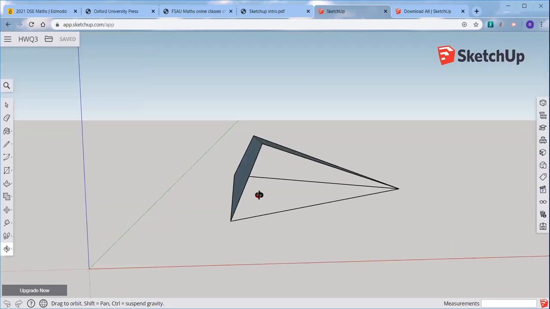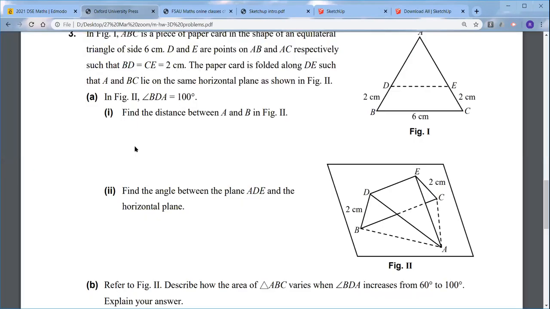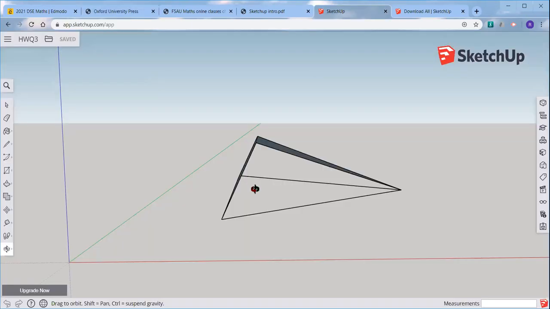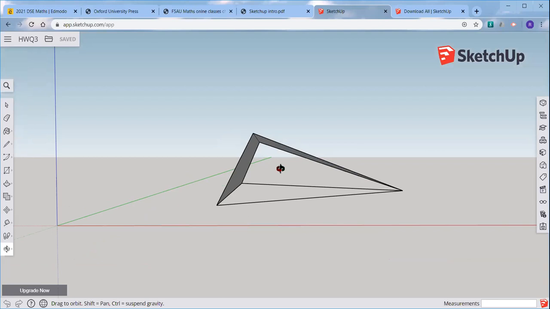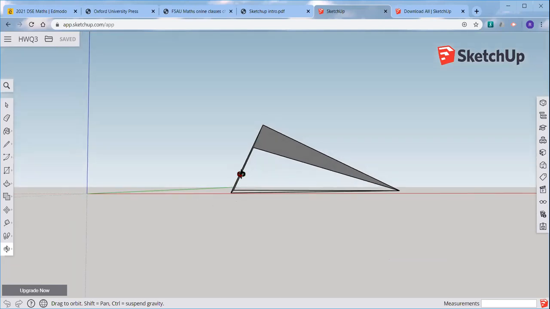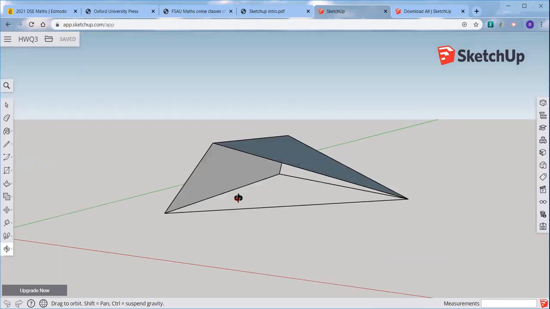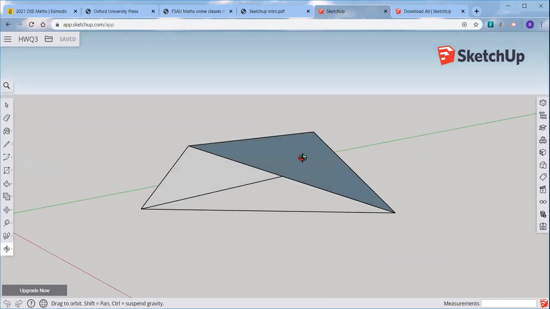But for an angle like 100 degrees, where BDA is 100 degrees, the trapezium part is not guaranteed to be vertical. The trapezium part is making a certain angle with the ground level, as you can see here. But now we are not asking for this angle. We are asking for what is the angle made by this small triangle with the ground.